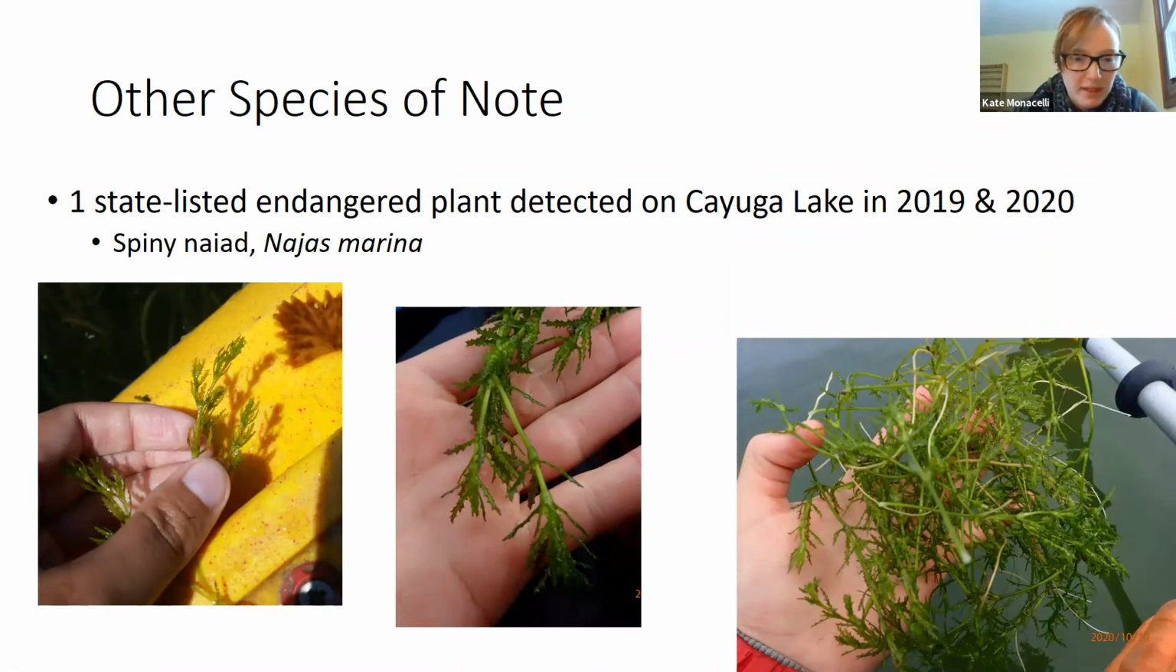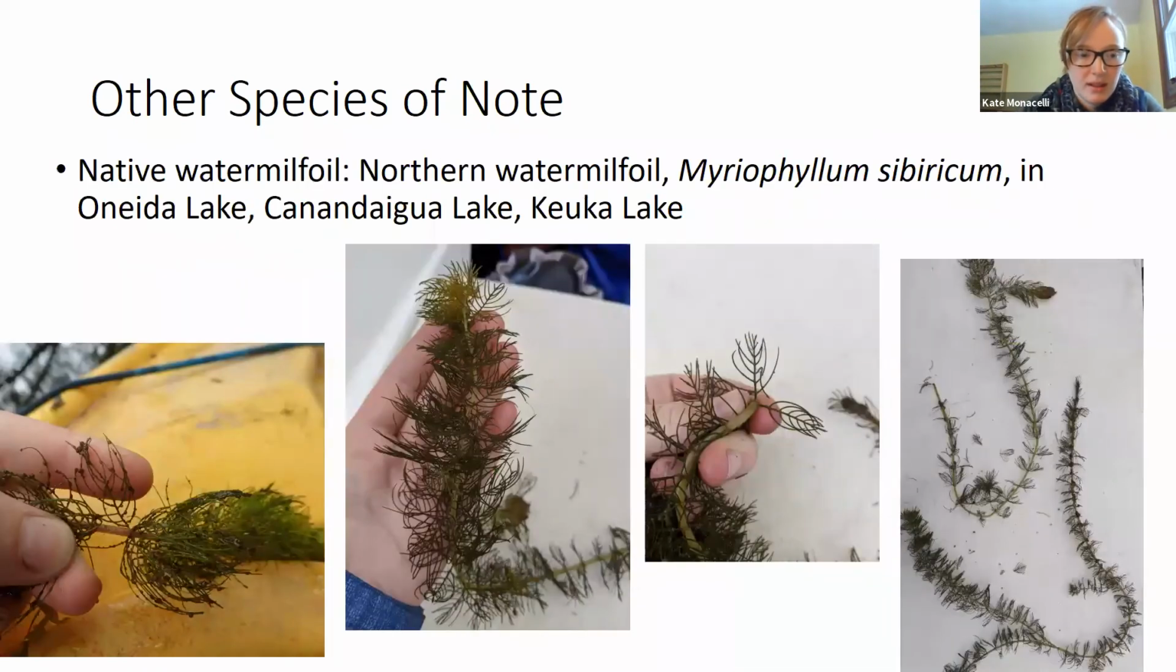And yeah, we're out and we're looking for the aquatic invasive species, but I also wanted to note a couple other finds that were nice to see, including this one state endangered plant that we detected on Cayuga Lake called spiny naiad. And we've been identifying our native water milfoil that does hybridize with the Eurasian water milfoil. I want to say we saw it more often in our 2020 field season than I'd ever seen it before.